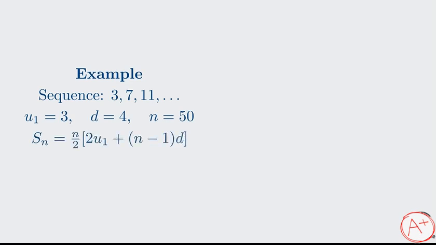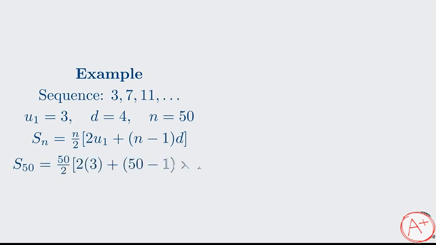Let us calculate the sum of the first 50 terms of the sequence: 3, 7, 11, and so on. First, identify our known values. The first term u1 is 3. The common difference d is 7 minus 3, which is 4. Since we want the sum of the first 50 terms, n is 50. Because we do not know the 50th term, we use the second sum formula.